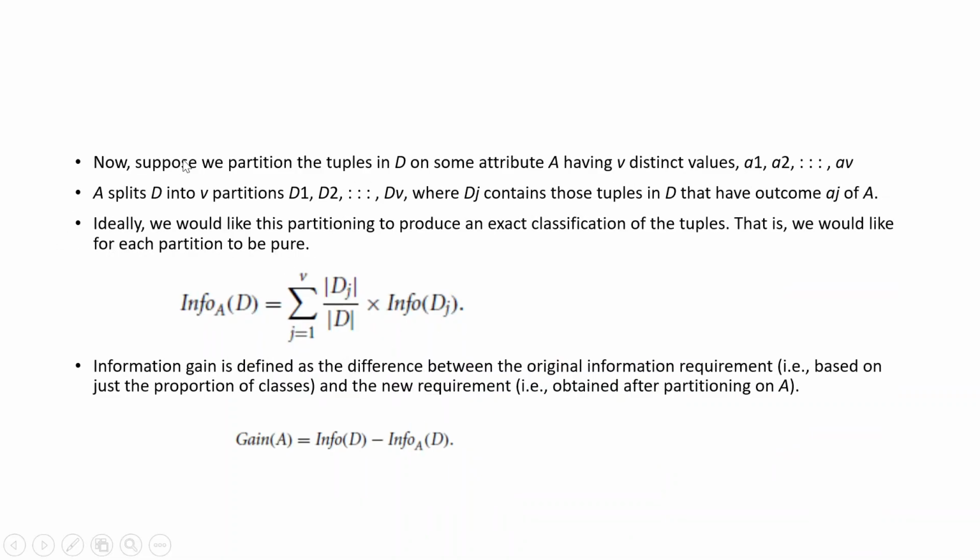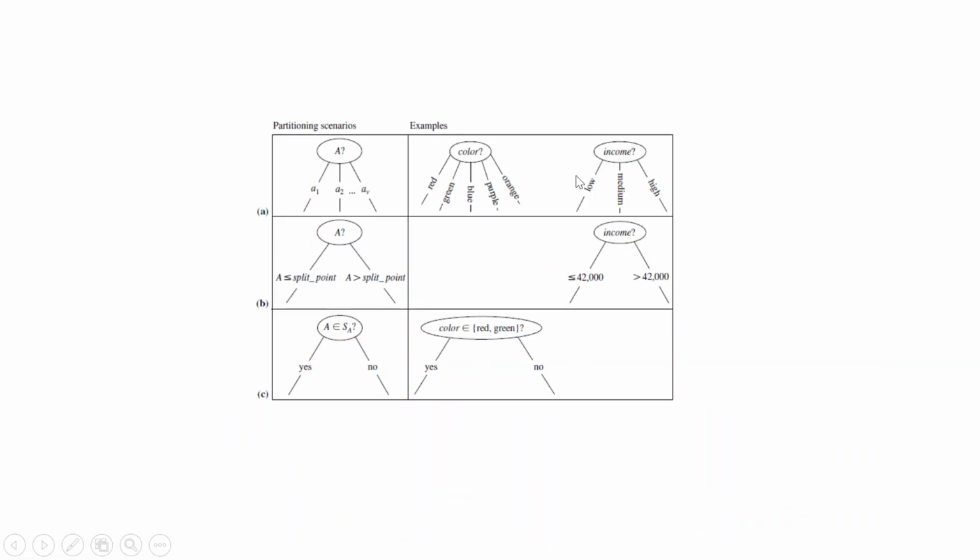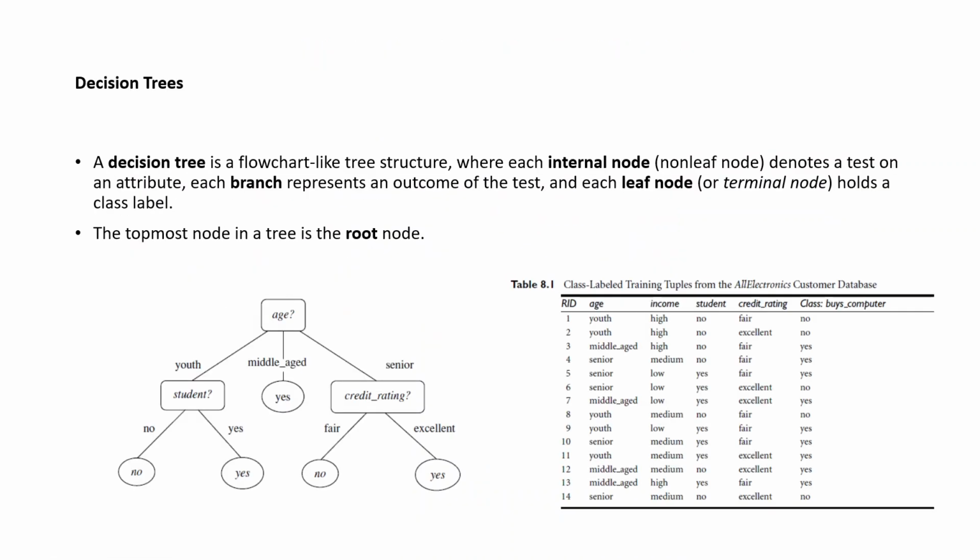Now suppose we partition the tuples. We said there are many attributes. This is our original data set, and we have already found its entropy. Then there are multiple attributes and we can do a partition. At the top of the tree, we can go for partitioning based on age or income or student or credit rating.